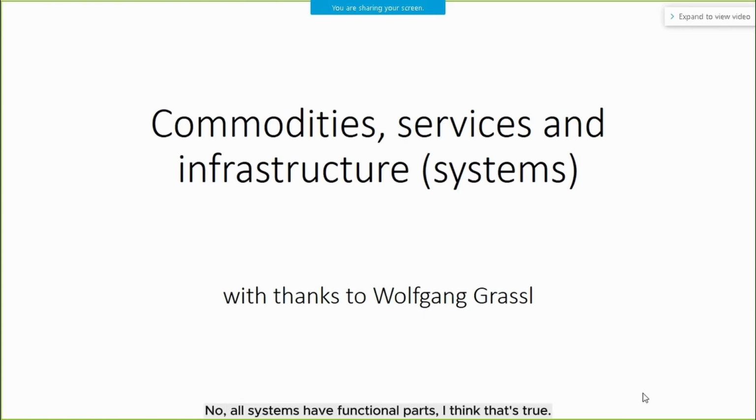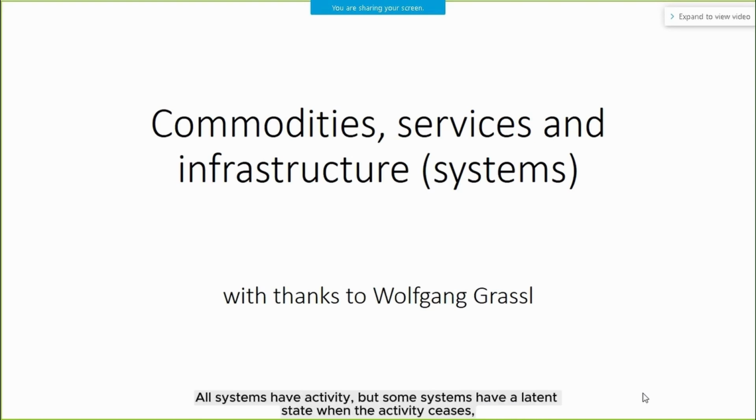No, all systems have functional parts. I think that's true. No, the solar system doesn't have functional parts. All engineered systems have functional parts. Many biological systems have functional parts. All systems have activity. But some systems have a latent state when the activity ceases. Latent period when activity ceases. I think that's what I want to say.